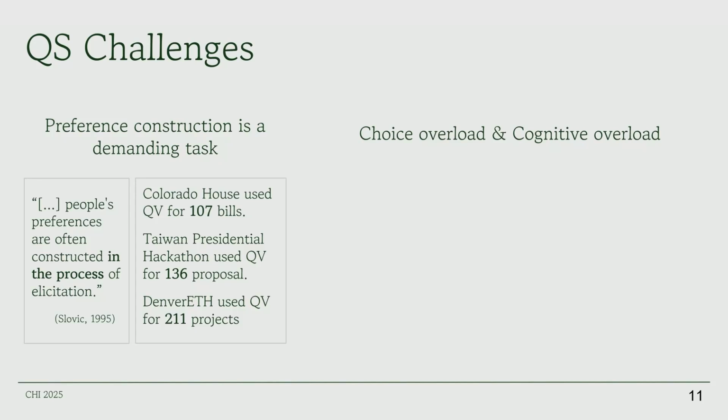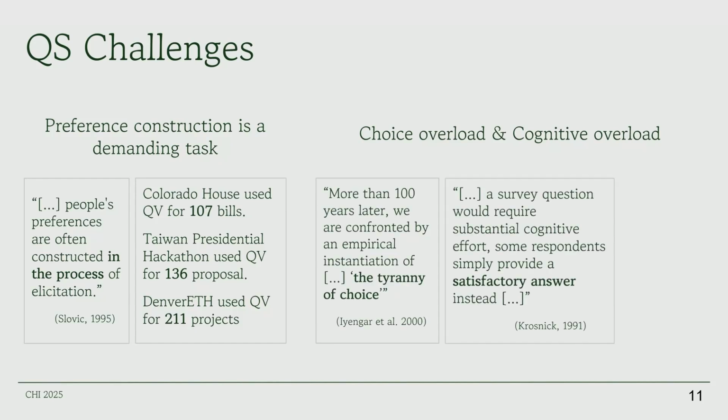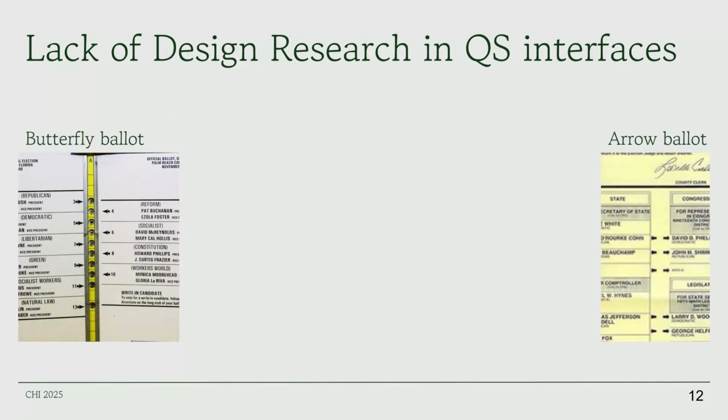Research also shows that participants who experience choice overload tend to provide satisfactory rather than optimal responses. Given that QS introduces additional complexity through quadratic cost and vote management, this high cognitive load may impact the effectiveness of QS outcomes. In addition, past world events have demonstrated the consequences of poorly designed preference elicitation interfaces, such as the Battle of 5 Bullet and ill-designed arrow ballots, which researchers believe both impacted election outcomes.